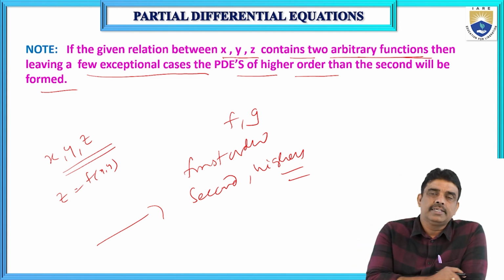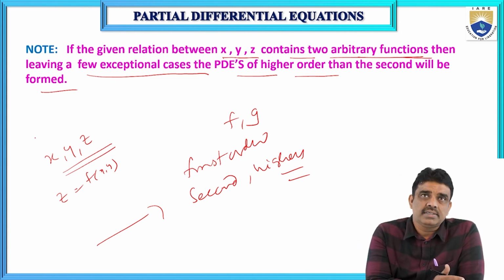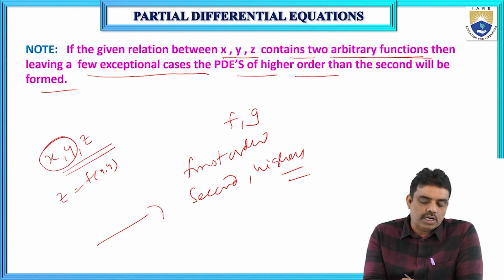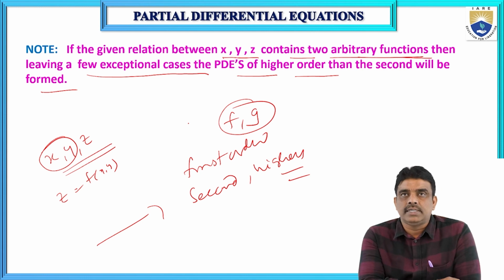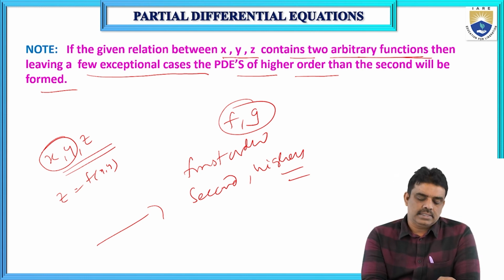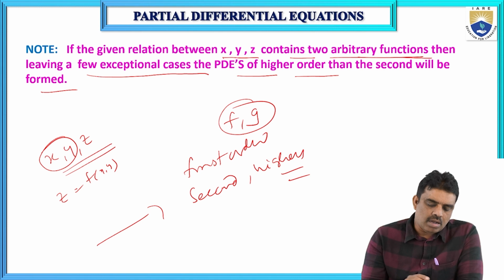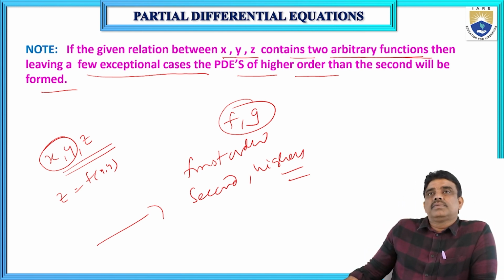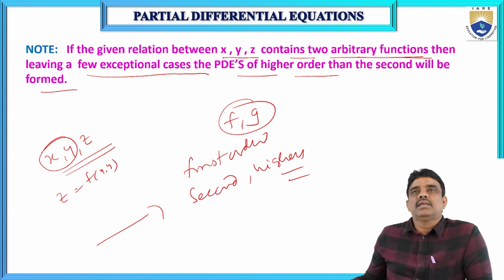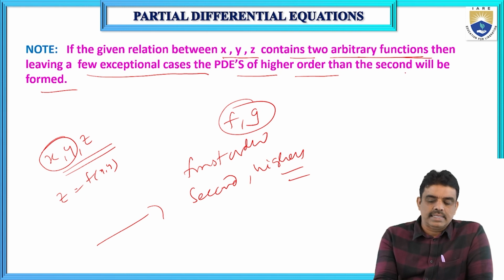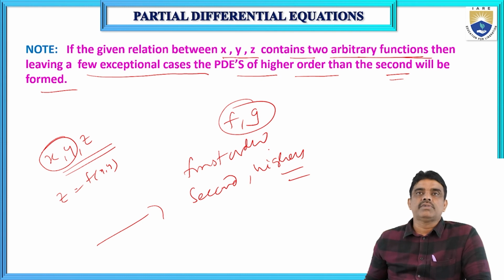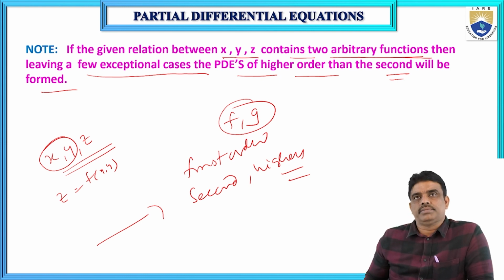Are you getting my point? If z is a function of x and y, that means there are two independent variables and you are supposed to eliminate the two arbitrary functions f comma g. In a few cases, the obtained differential equation will be second or higher order than the second. PDEs of higher order than the second will be obtained. This is only for observation. Right?